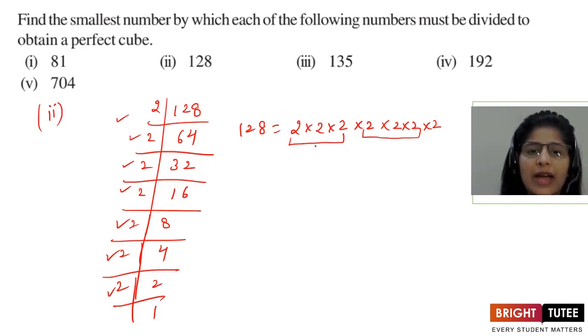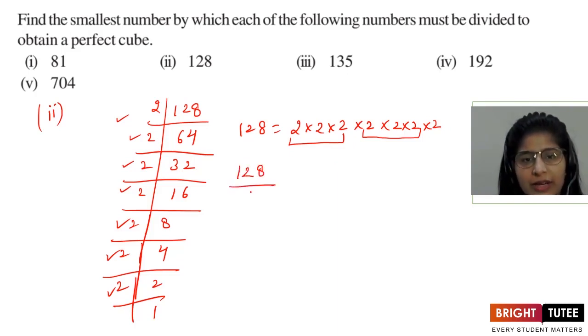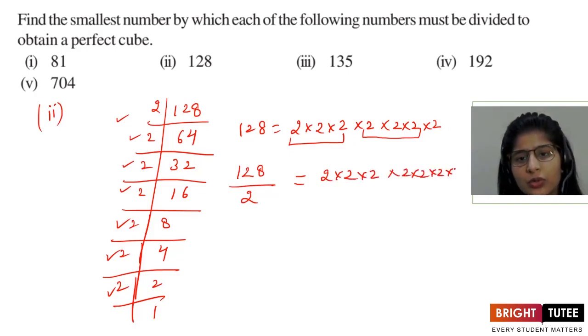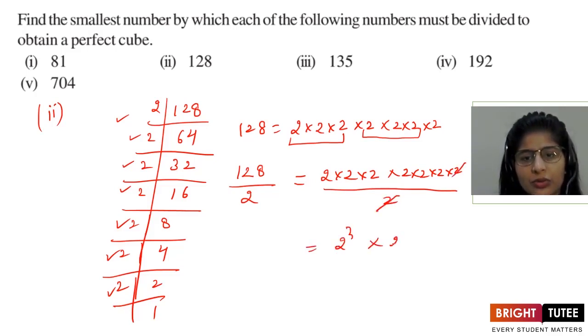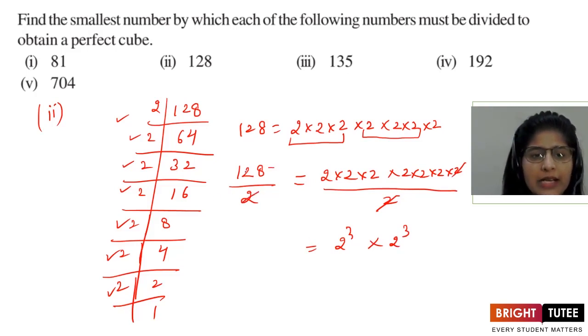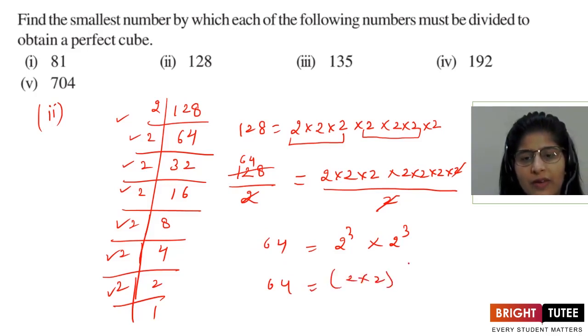Now what should we divide 128 with so that it becomes a perfect cube? It should be divided with 2. So divide it by 2 this side, and here you will have 2 cross 2 cross 2 into 2 cross 2 cross 2 into 2. When it is getting divided by 2, it will get cancelled. We are left with 2 cube into 2 cube. Dividing here, we get 64. So 64 is equal to 2 into 2 to the power 3, that is 4 to the power 3.